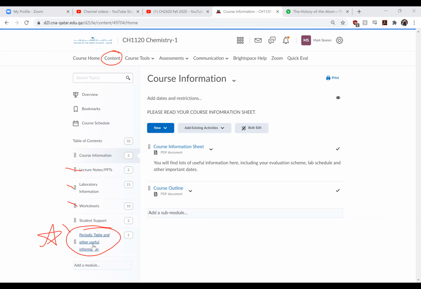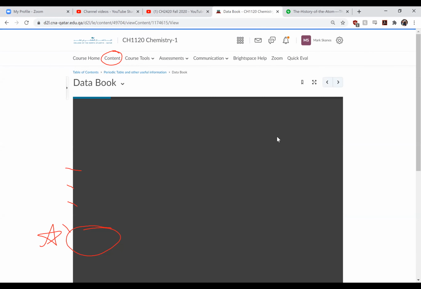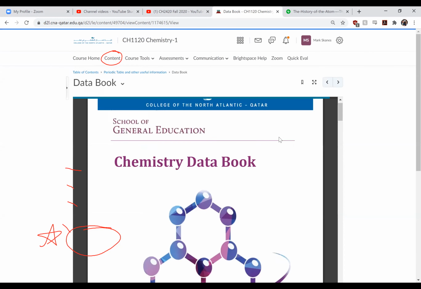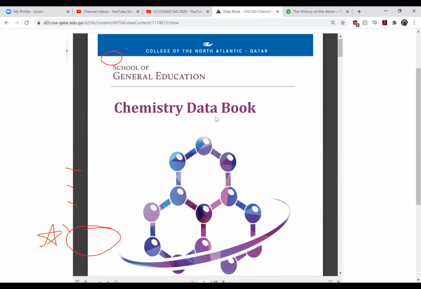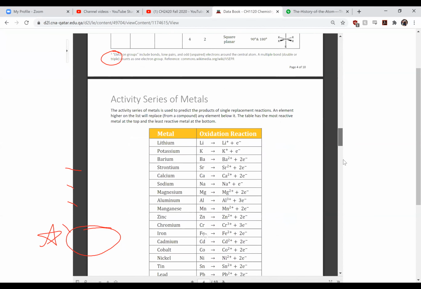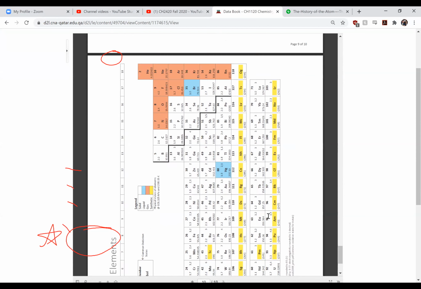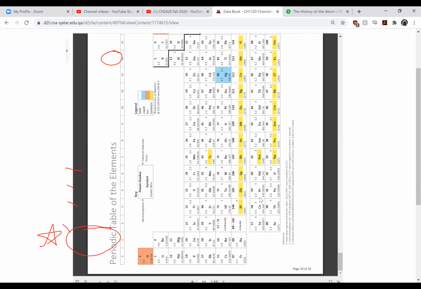And one thing that's in here already is your data book. So if I click on data book, it will open it up, right? This is the data book that all chemistry students get. It looks really intense, but all you need to do is go to the last page. I know it's sideways, but when you print it, it'll look much more normal. But this is your periodic table here.